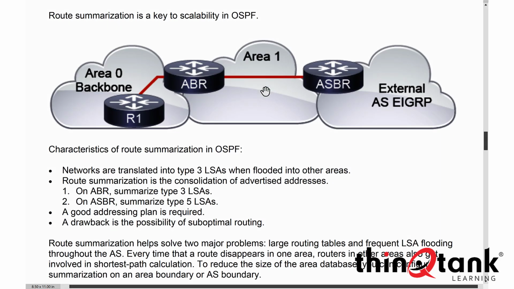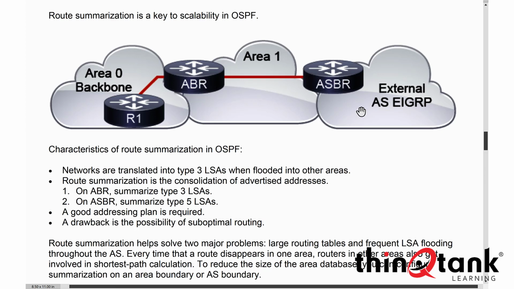I'm not sure why my pen is acting weird, putting all those weird lines there, but you get the idea. All right, so we're going to talk about how we consolidate address space on an ABR by using the summary address or area range command, and how we do it on an ASBR by using the summary address command.